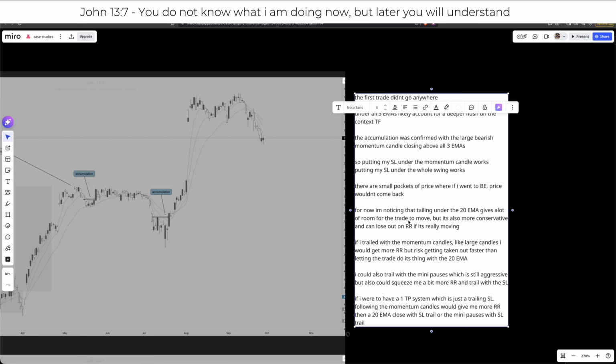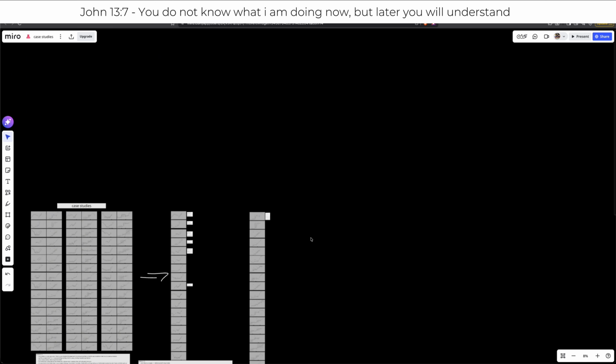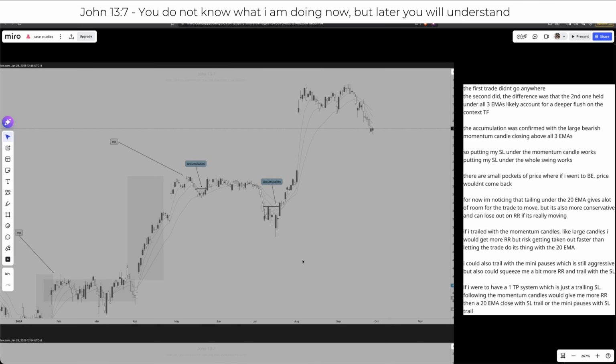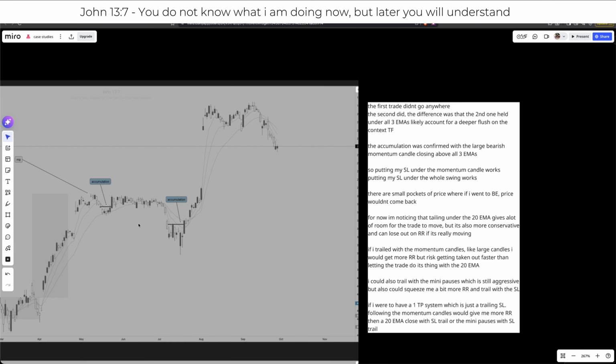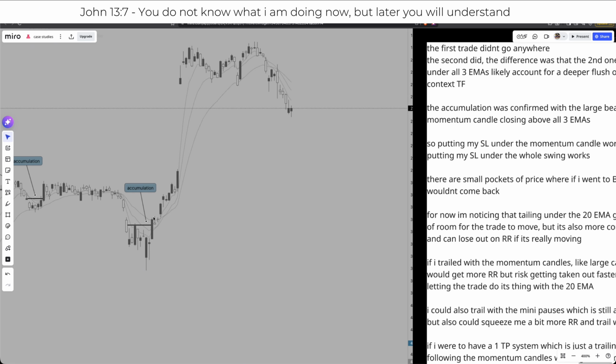Make this a bit smaller. So this is what I have. So for the first trade out of all that, this trade right here that made this move held under all 3 EMAs. It created a very nice accumulation, closing above all 3 with a nice distribution candle. Stop loss just under the candle, or stop loss under the whole entire move. And then break even as it starts to create these mini pockets.